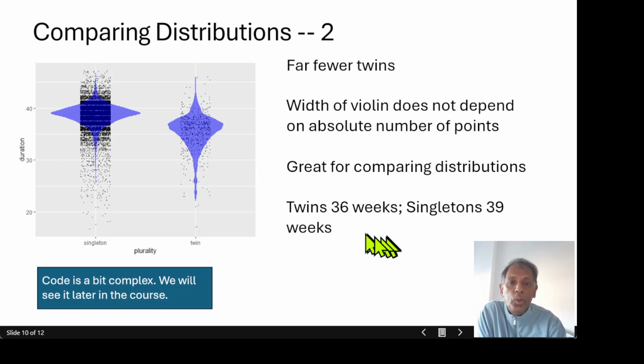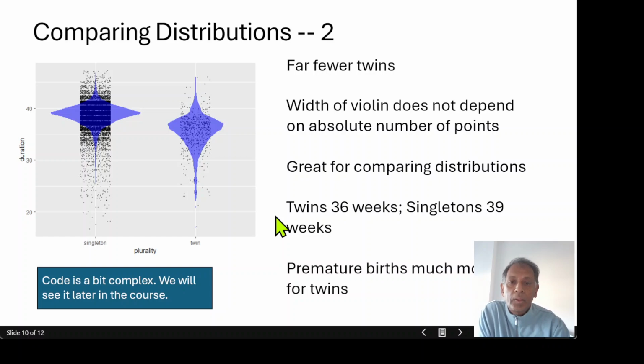So clearly you can see for twins, the maximum density occurs at 36 weeks, whereas for singletons, the maximum density is occurring at around 39 weeks. And the variability is much more for twins than it is for singletons. And also premature births are much more likely for twins than they are for singletons.